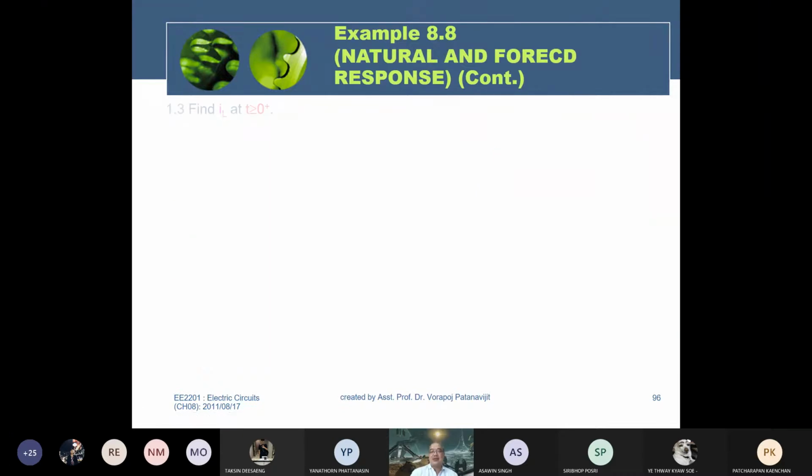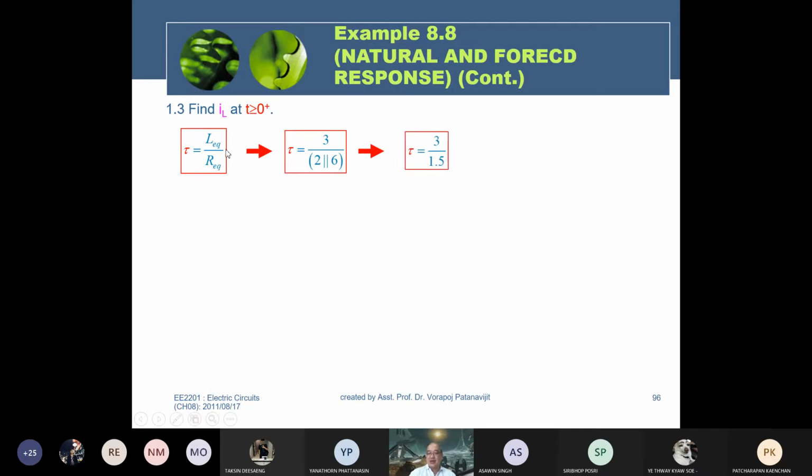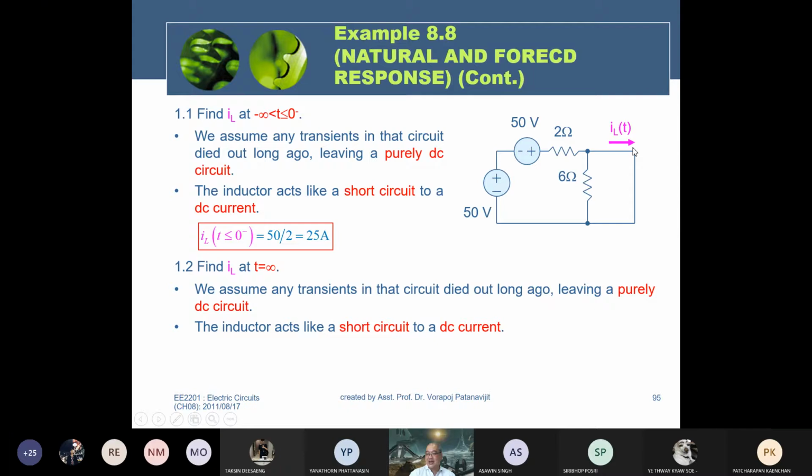Now we go to the third step: determine the inductor current at time greater than 0. In this step, you must use the inductor current, the equivalent inductor, and the equivalent resistor. Now we see the circuit again. In this case, you can see the total circuit that you have in this structure form.